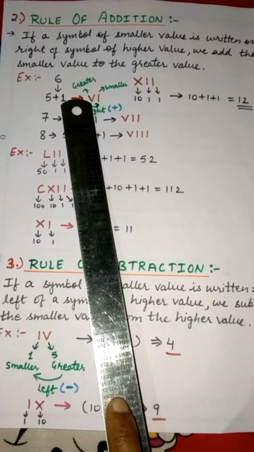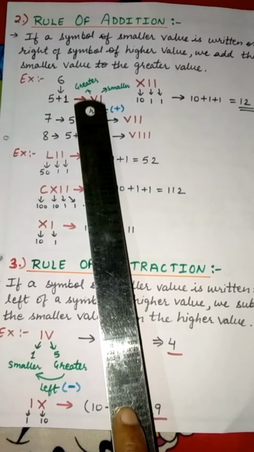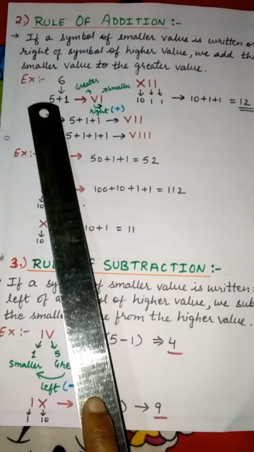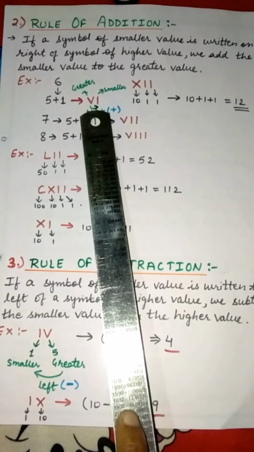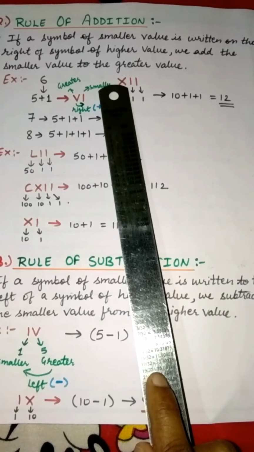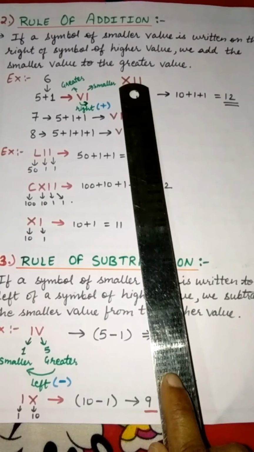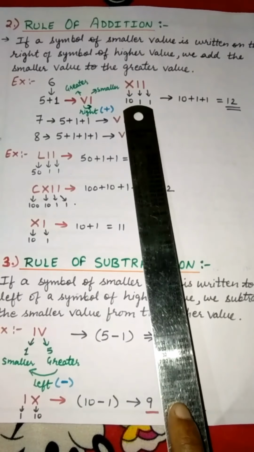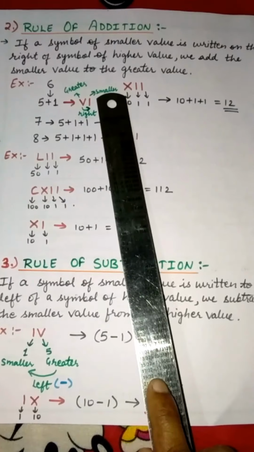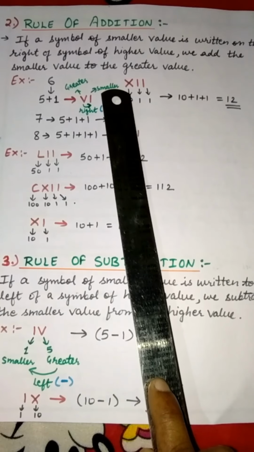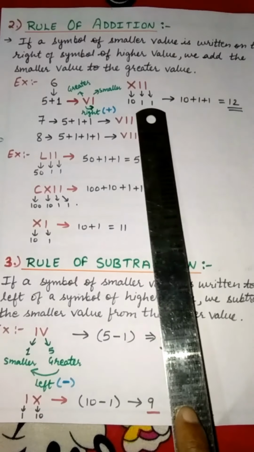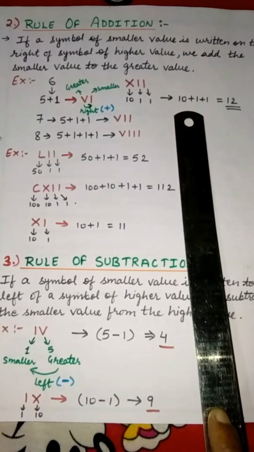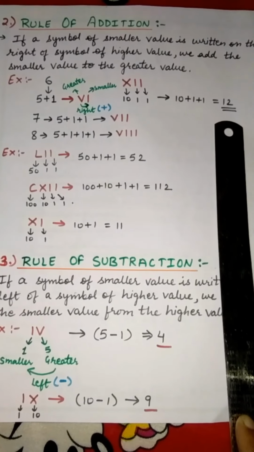So this is the symbol of 5 and this is the symbol of 1. So this 1 will be added to 5 and it will become 6. So this is the symbol for 6. Similarly, 10 is greater than I and I, 1 and 1, because X is the symbol of 10 and I are symbol of 1. They are on the right of greater value. See, we will add these two I to 10 and this is the symbol for 12.